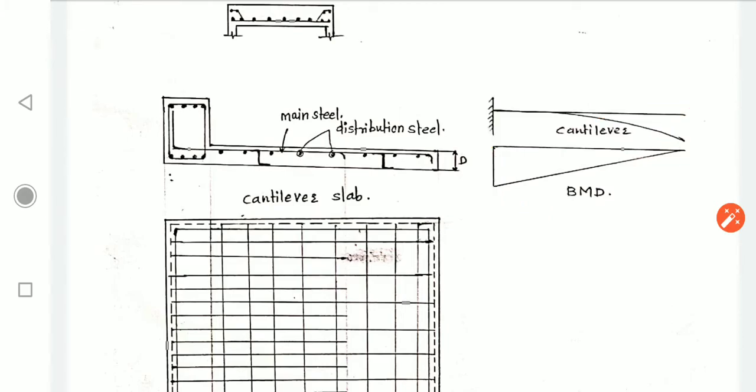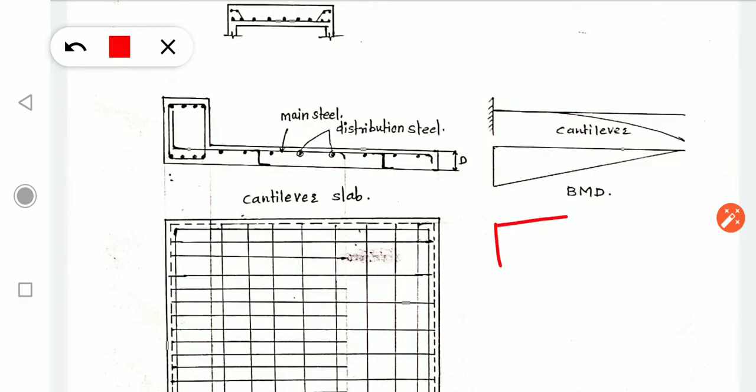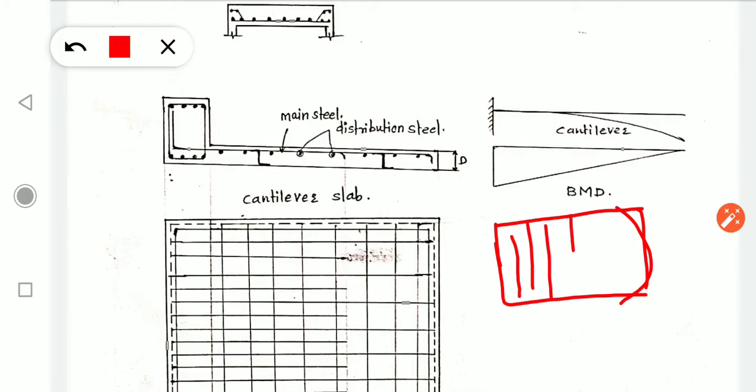Now for such a type of reinforcement, I have given you a reinforcement detailing for one-way slab. One-way slab bends in the shorter direction. Therefore, in the shorter direction, main steel is provided. And the formula used for design moment is WL square by 8, right?